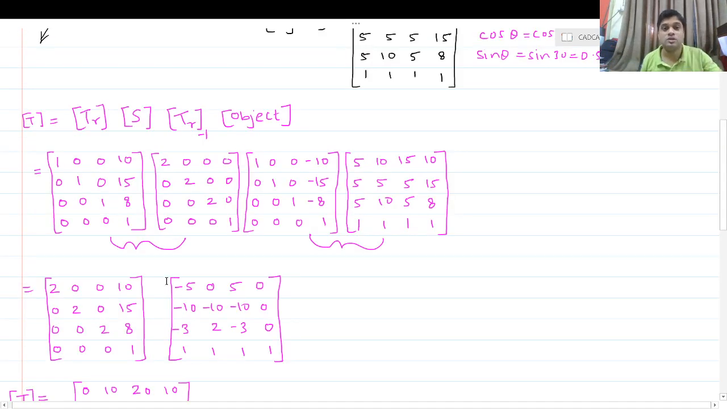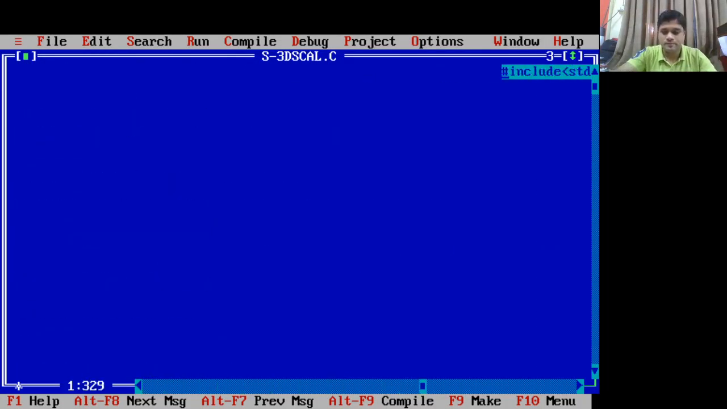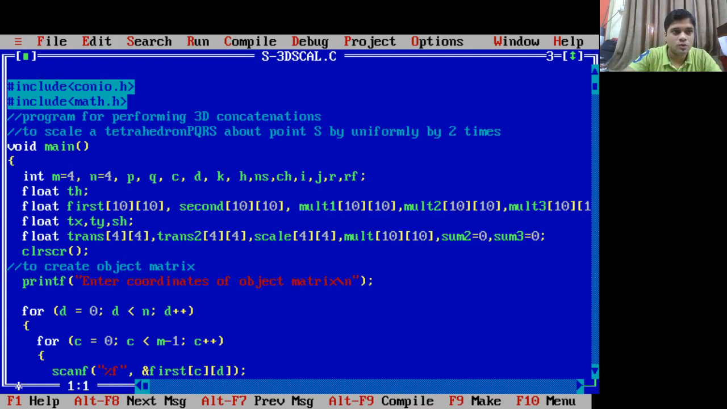Now we will try to understand how the C program works for the same operations and how we get the same results by writing a C program. This is the program for the 3D scaling.